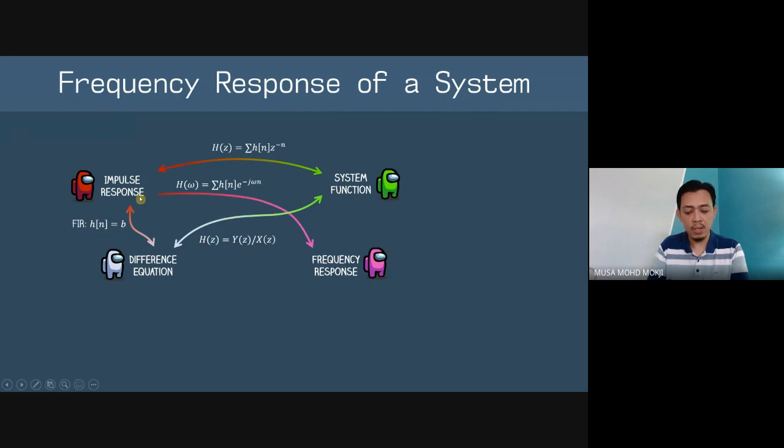So how do we get our frequency response? This is our focus today, the frequency response. We will do a DTFT. So our h[n] multiplied by e to the power of minus j omega n. That's what we call the discrete time Fourier transform. So we do that.